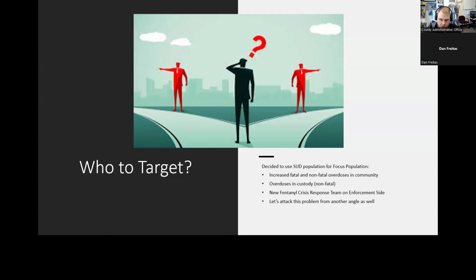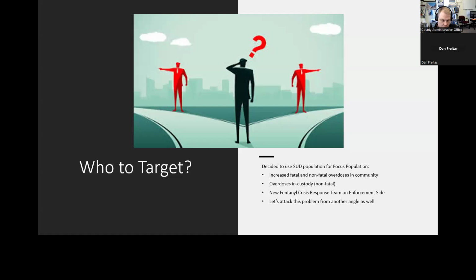But I think to attack any problem successfully, you need to hit it from different angles, and you can't just hit it from one side. So we were dealing with a lot of the user and the demand side of it. And for me, it made sense to work on the treatment side as well and try to reduce demand. And so that was how I selected my target population.